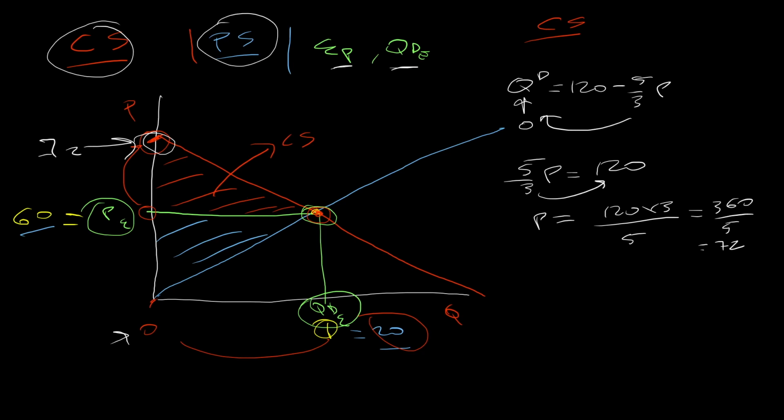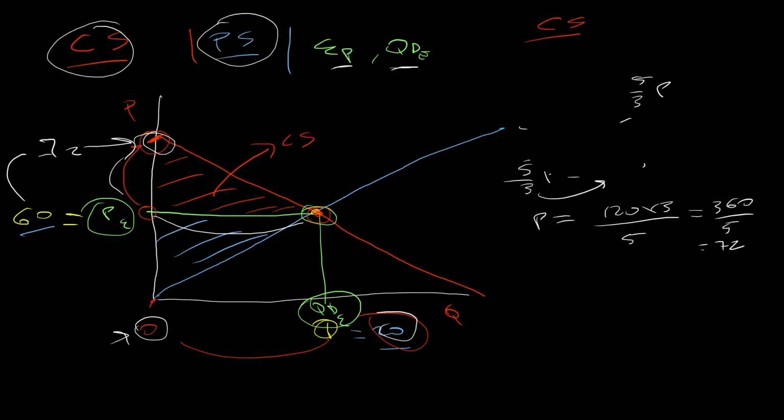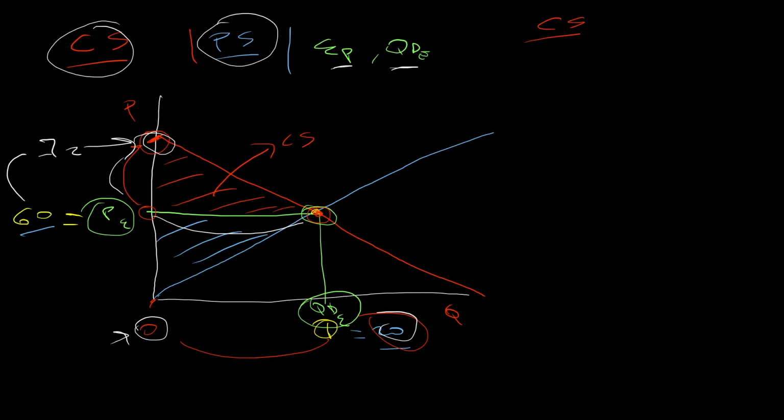Now we have everything we need in order to calculate the area of the consumer surplus triangle, because we have 0 here, we have 20, so we have the base, and we have the height. It really doesn't matter how you look at it. You could look at this one as the height and this one as the base. It's the same thing. And this one is the difference between this one and this one. So in order to calculate this, let me just delete this here for you real quick. So what do we have?